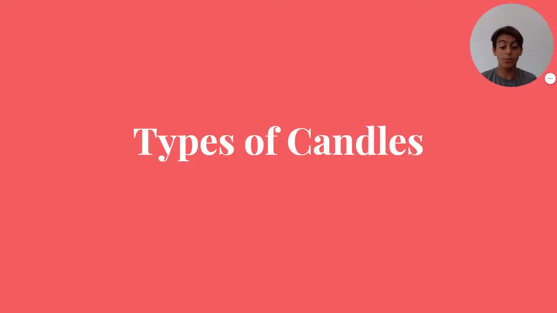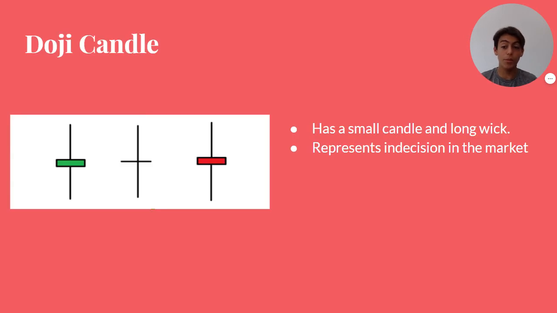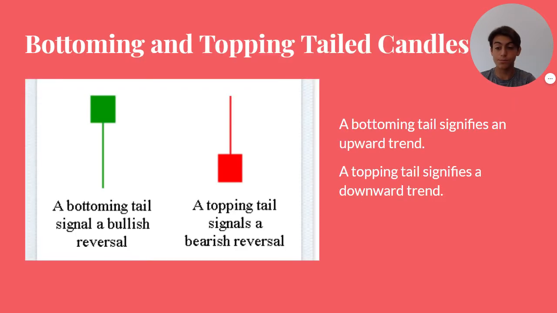Types of candles. There are different types, one of which is the Doji Candle. It has a small body and a long wick. This represents indecision in the market through the fluctuation of its wicks. The bottoming and topping tailed candles. A bottoming tail signifies an upward trend, and it doesn't really matter the color. Whereas a topping tail over here signifies a downward trend.